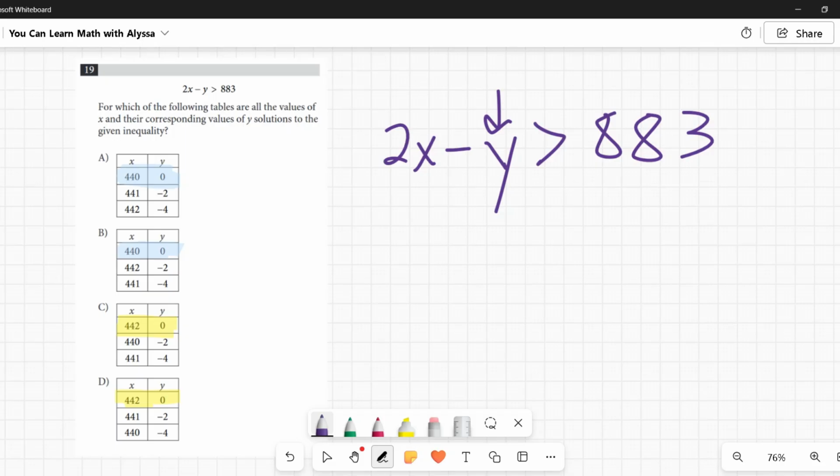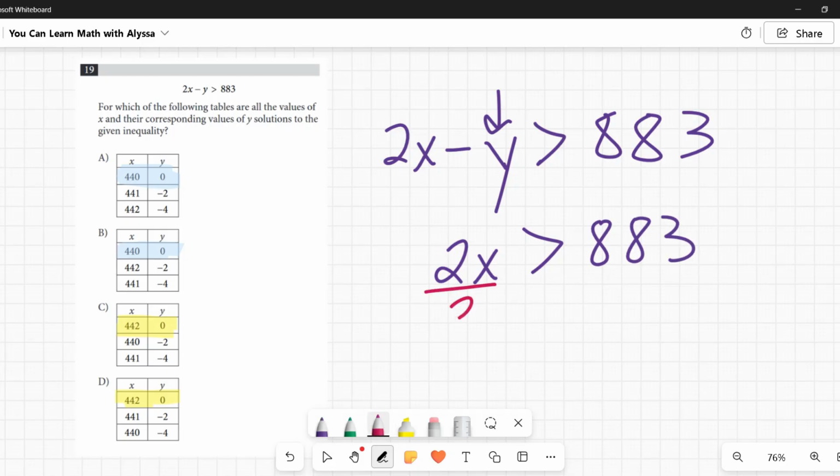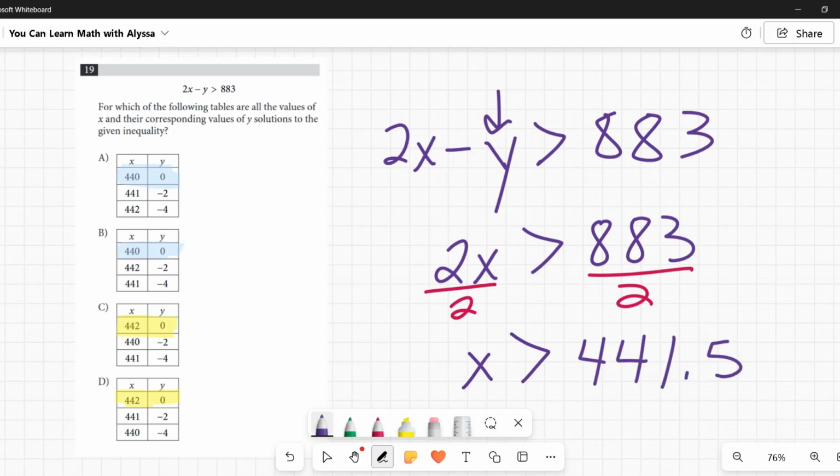If I put in a 0 right here, I am just going to get 2x is greater than 883. So I'm going to divide both sides by 2, since 2 times x, I want to undo that. So I divide by 2. And then I get that x is greater than 441.5. So x has to be greater than that.